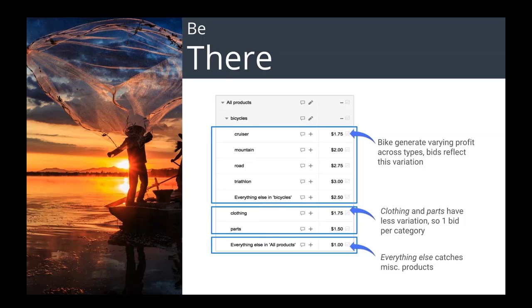So if you look here, you see that the cruiser bikes has the minimum bid, and triathlon bikes have a bid which is almost twice as high as a cruiser bike. So the idea is to understand what variants of your product give you the maximum returns and bid accordingly. Their secondary line of business is clothing and spare parts. So as you can see, what they have done is just clubbed them into categories, and they're bidding at category levels because the margins on a jersey is not very different from the margins on a pair of shorts.